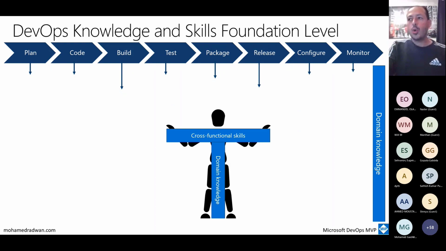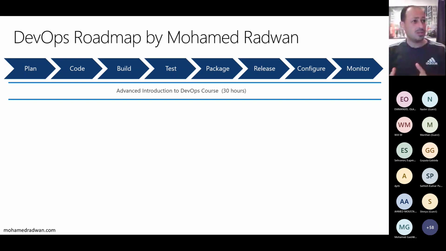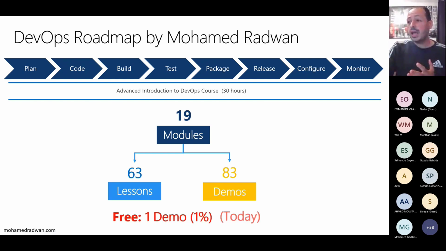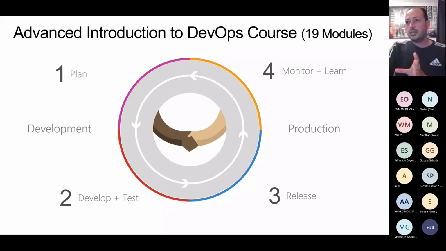And this is exactly why I developed this course, which is on GitHub, called Advanced Introduction to DevOps, which is 30 hours. This is a course that we have for free as a community edition. And this course consists of 19 modules, 63 lessons, 83 demos. And what we are going to see today, just for the sake of our session, is only one demo out of 83.